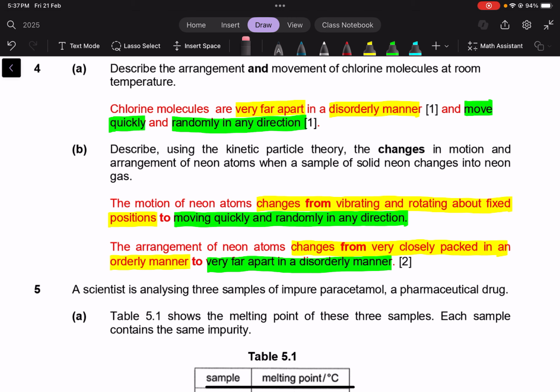I shall not go through the first 3 MCQ questions because I think they're relatively simple, but if you got them wrong, please look through them again. Okay, so now let us look at question 4.